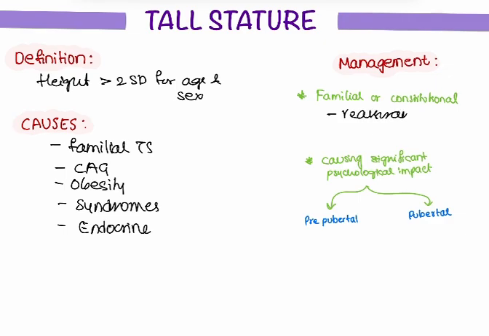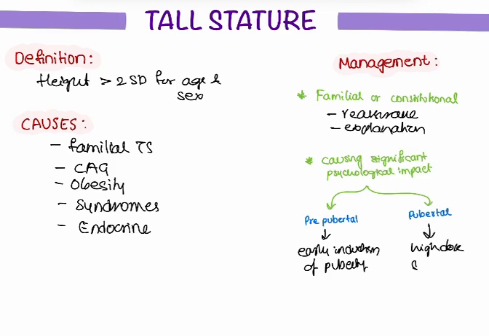reassurance and explanation is sufficient. If it is causing significant psychological impact in pubertal children, we will do early induction of puberty. In pubertal children, we'll give high dose sex steroids. These both methods are used to hasten epiphyseal fusion.